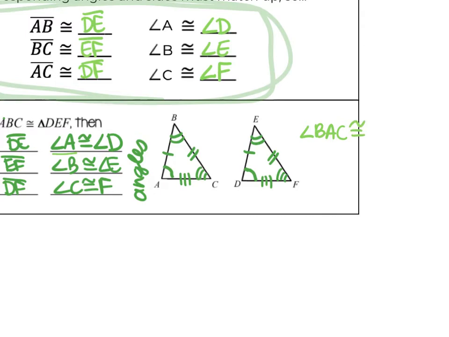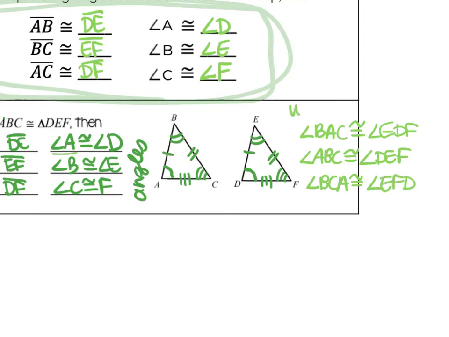It will be congruent to angle EDF. For B, I could say angle ABC is congruent to angle DEF, and then for C and F, I could have said angle BCA is congruent to angle EFD. So using 3 letters, and there will be some instances where we have to do that, so just keep in mind. If you can only use one, like we could here, then awesome. If not, make sure you know how to name with 3 as well.